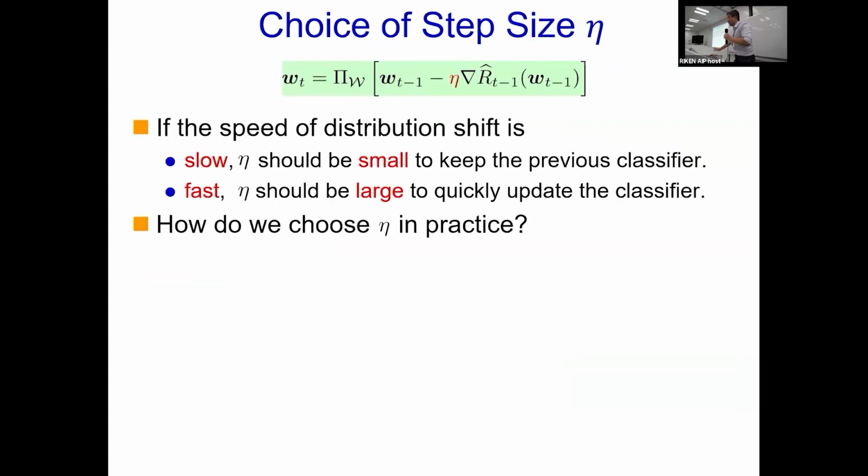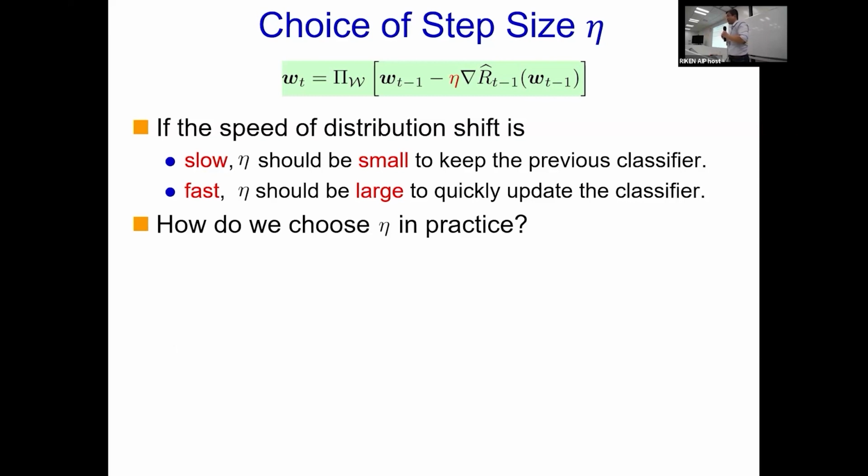So if the speed of distribution shift is quite slow, almost unchanged, then we suppose our previous predictor is good enough. Then we don't have to really change the solution rapidly. So in that case, eta should be small to keep the previous solution. We don't have to change the solution a lot. But if the distribution changes more rapidly, then eta should be large so that we can quickly update our classifier to the new distribution.